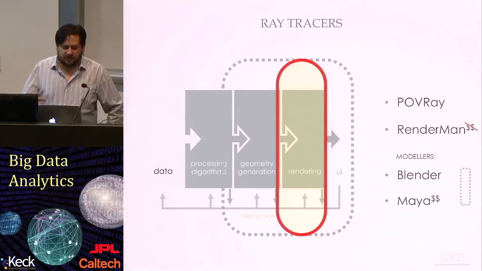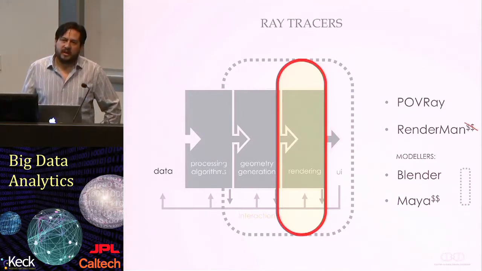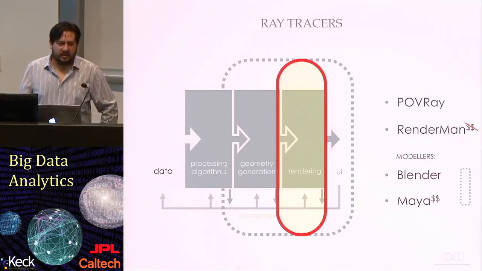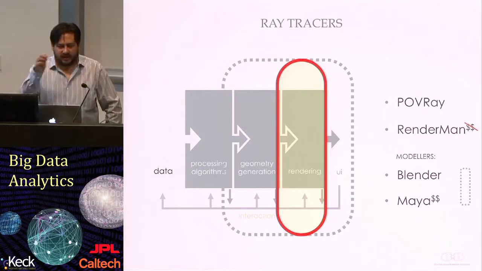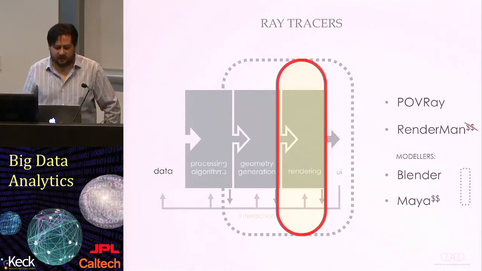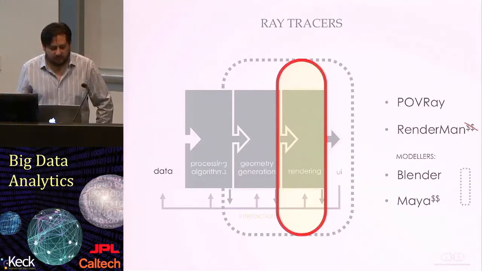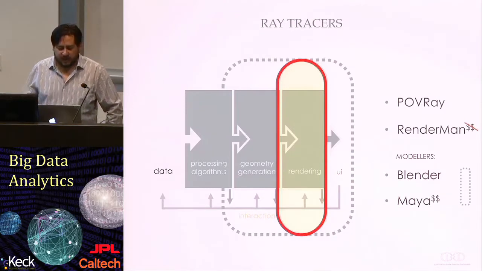On the flip side of these ray tracers are what's called modelers. Modelers are graphic interfaces that allow you to interact with meshes, create meshes, tweak meshes, assign different materials to your mesh, and even create full animations out of it. Blender is the open source standard, while Maya is the commercial version that, again, is very much used in industry.